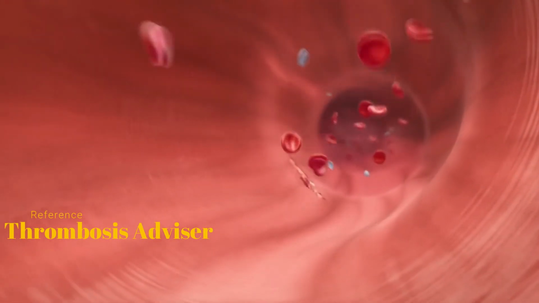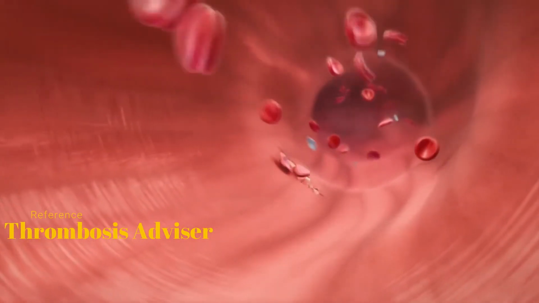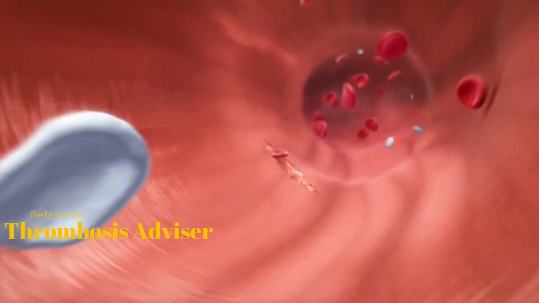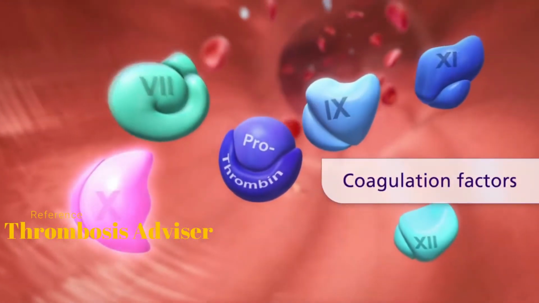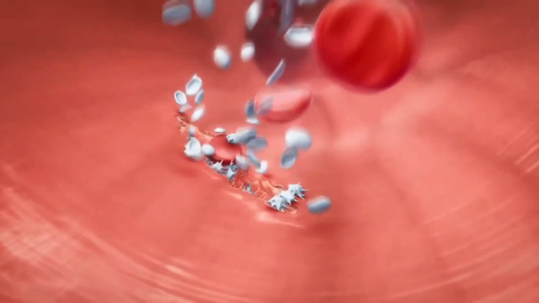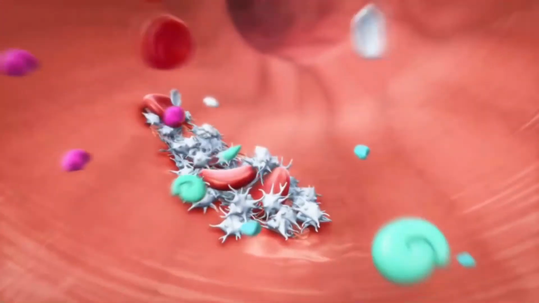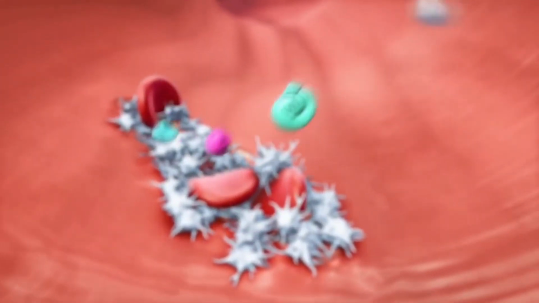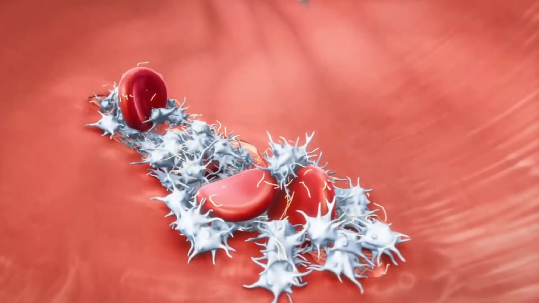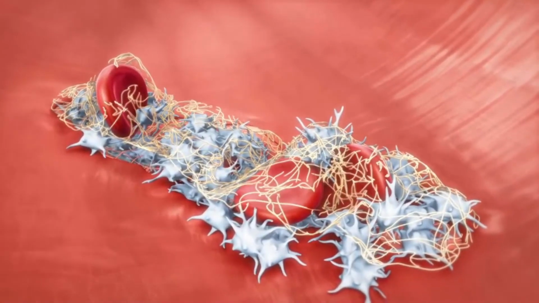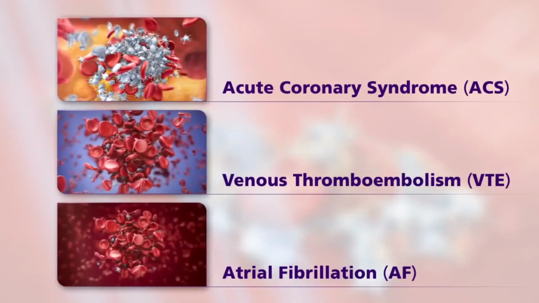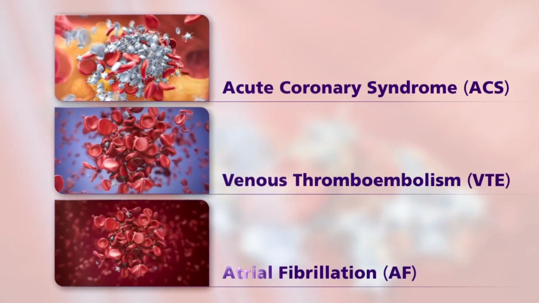Even under physiological conditions, a small tear can appear in the wall of a blood vessel. In order to prevent blood loss, platelets and coagulation factors such as the pivotal factor 10, acting in a coordinated manner, close this wound. The platelets are responsible for a first sealing of the tear. Then, a number of coagulation factors are activated, leading to the formation of fibrin strands which stabilize the growing clot. These processes can also be triggered inappropriately and play a major role in the pathology of ACS, VTE, and AF.